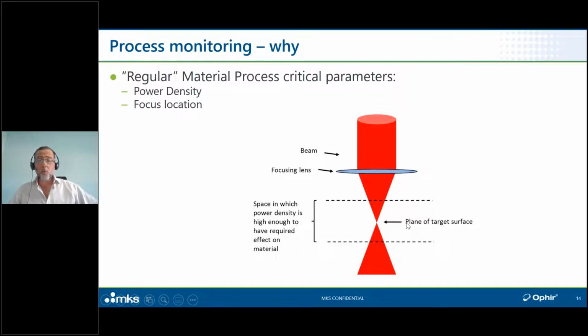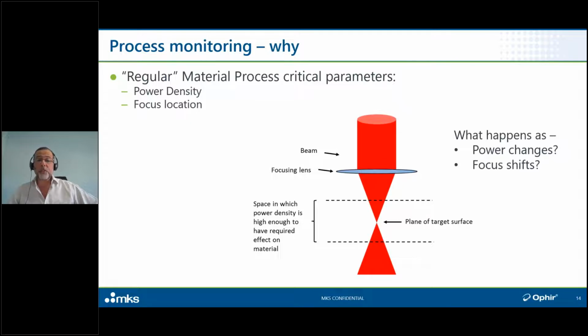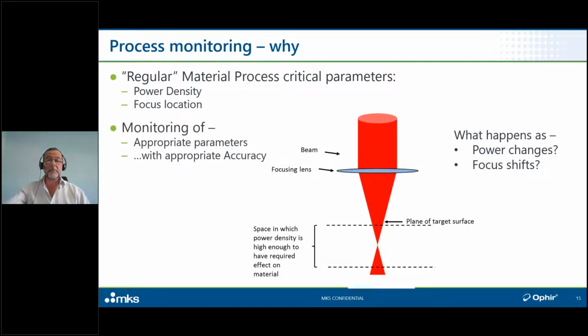Now, what happens though if the power changes, let's say due to aging of some component or due to shifting of some optical component in the beam delivery train, or focus shift, maybe because of heating effects changing the optical characteristics of the lens? We can suddenly find ourselves with our target outside the space within which the power density is high enough to do the work. Parameters that are not controlled can unexpectedly change what the process is doing and where it's doing it. And that can make your process unpredictable. And in the case of an industrial commercial process, it can eat into the profits that your process is supposed to be generating for you.